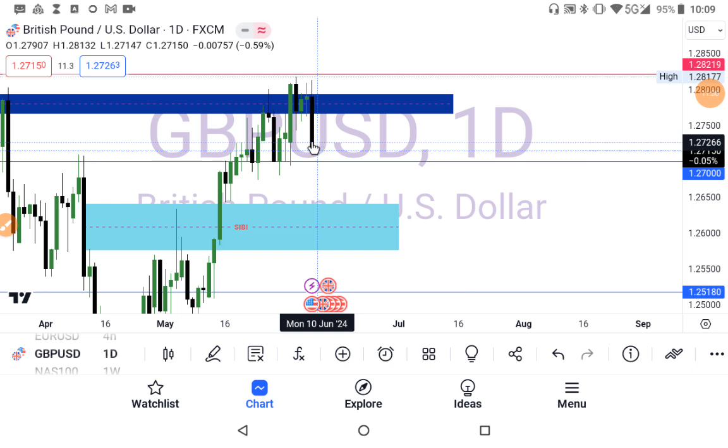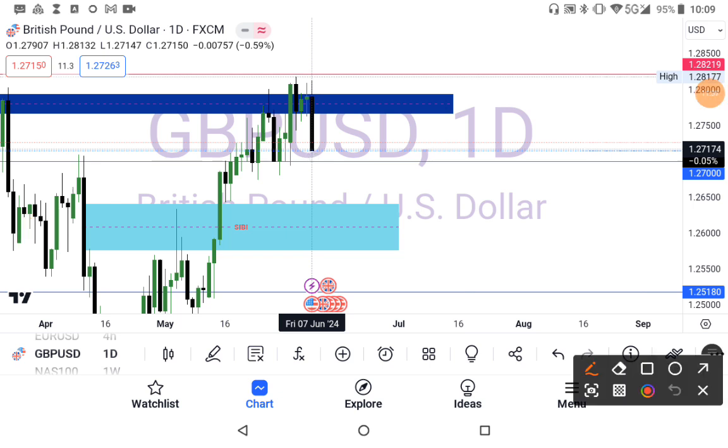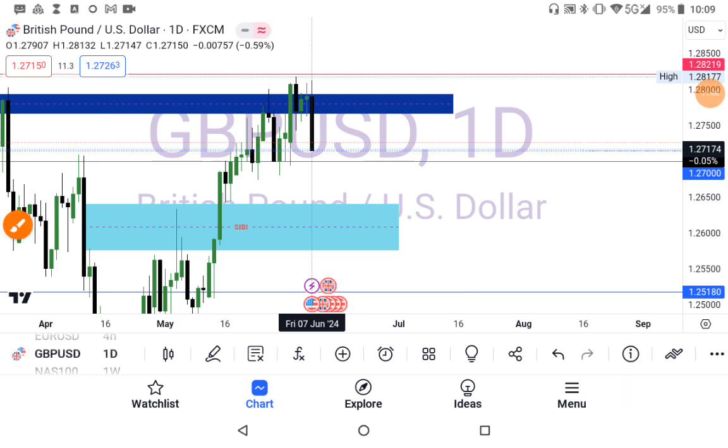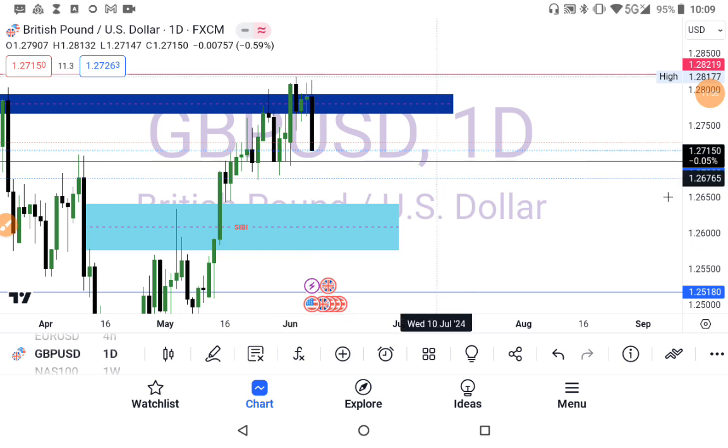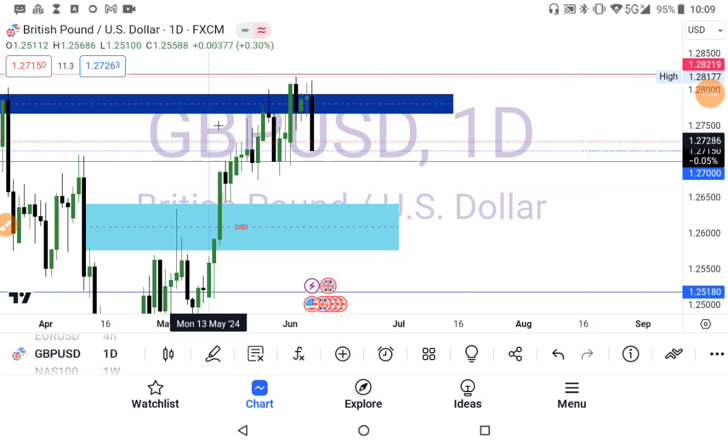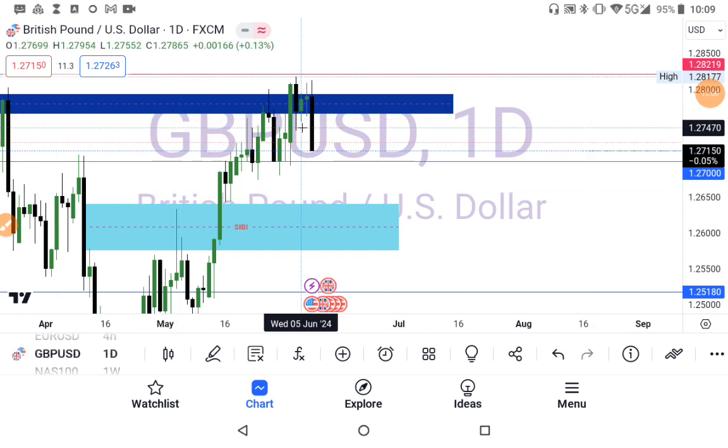The low of that candle on Friday comes in at 1.27147. This was the low, 1.27147. So we expect 1.27 thousand to be fully delivered, and 1.27500 should serve as a kind of resistance.